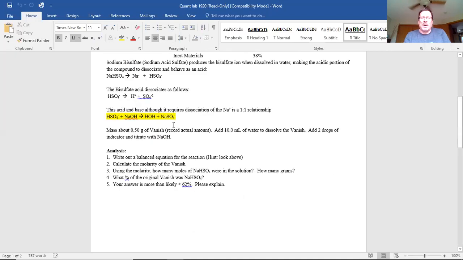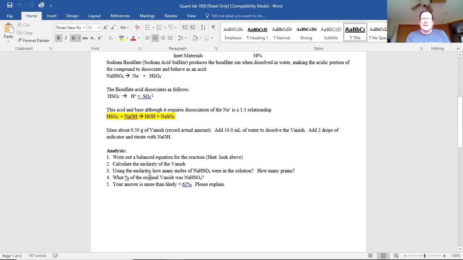And then again, notice the questions are essentially the same. Write out a balanced equation. It's even given to you highlighted here in yellow because of the type of acid that it is. So you just copy what's in yellow, including the negative signs and everything for the charges. And then calculating the molarity of the varnish is just doing the same thing, MAVA, MBVB type thing.